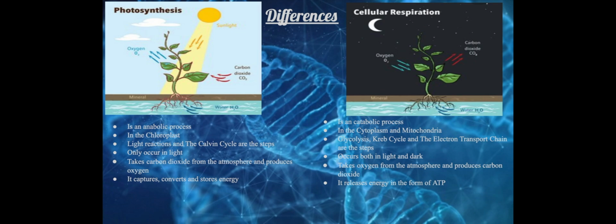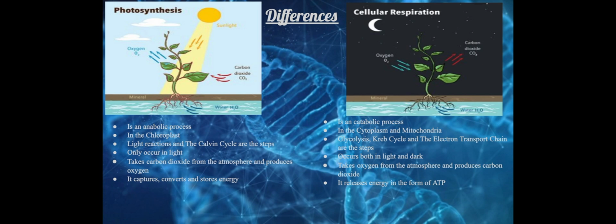With cellular respiration, it doesn't require any sunlight. It doesn't need the presence of it. So it can occur at any time, both light and dark, both day and night. And it actually takes oxygen from the atmosphere and produces carbon dioxide. With the energy, it releases it in the form of ATP.